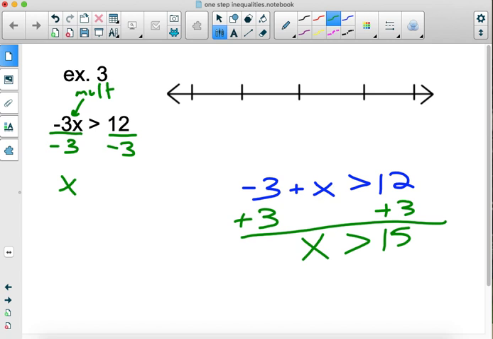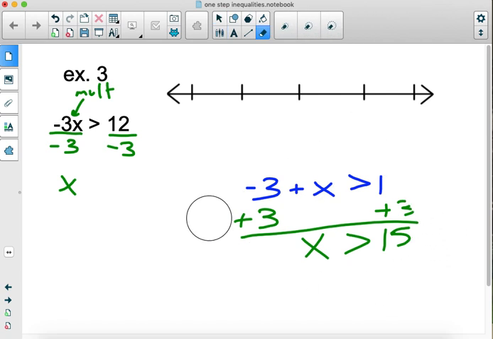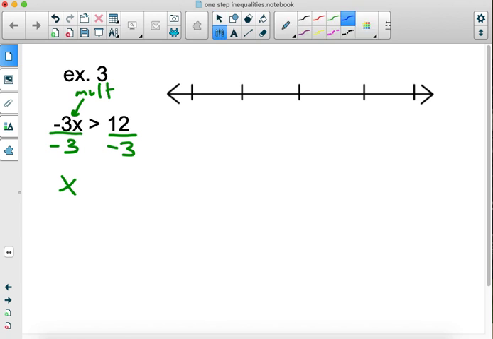You sound like Sid the Science Kid right there when you said, why is it negative? Sid the Science Kid? Oh no, you said, Mr. Garcia, why is it negative?